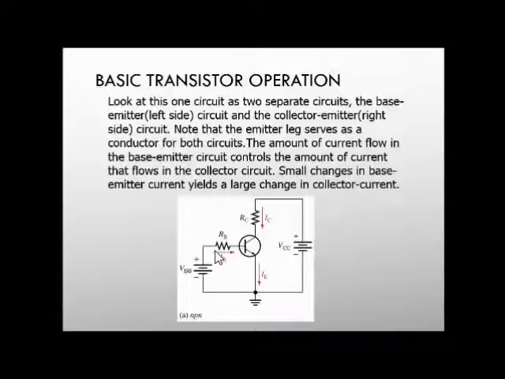So the amount of current that flows in the base and emitter circuit controls the amount of current that flows in the collector circuit. So any small change in IB, that is the base emitter current, yields a large change in the collector current, and hence we can say the collector current depends upon a small change in base emitter current.